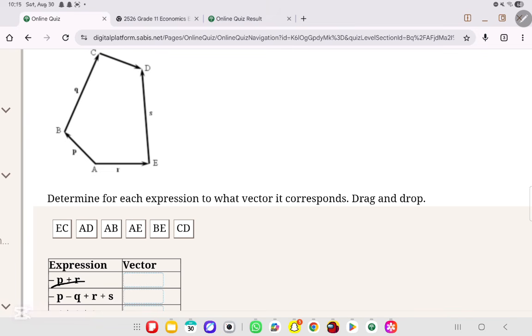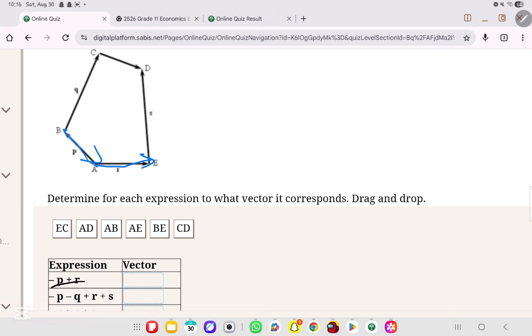They want minus P plus R. If minus P is the opposite direction of P and P is going kind of up, that means minus P is gonna be going down. It's gonna be going, my bad, I cannot trace it. It's gonna be going in this direction. Plus R, R is going in which direction? R is going in this direction. So we have minus P plus R.